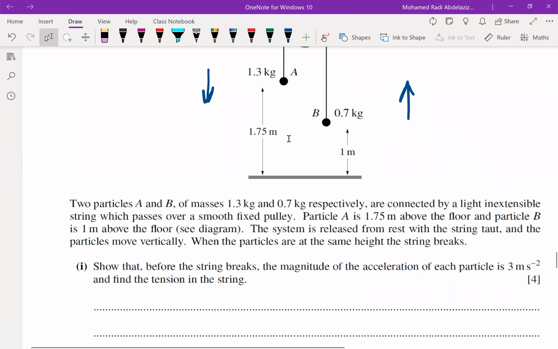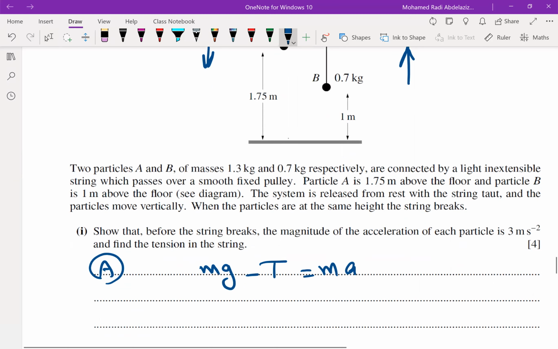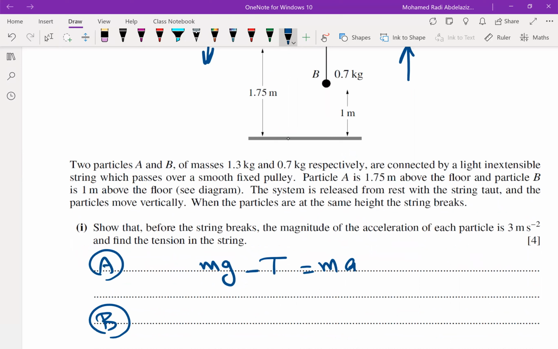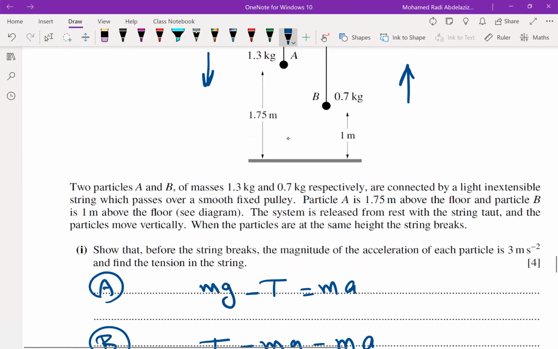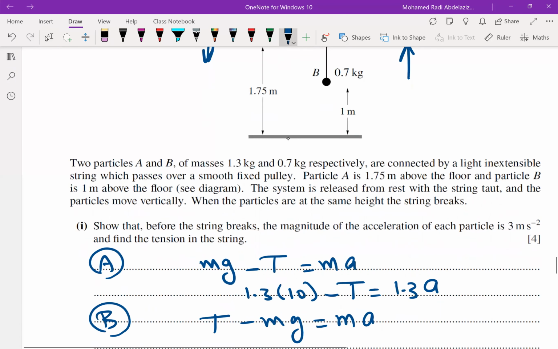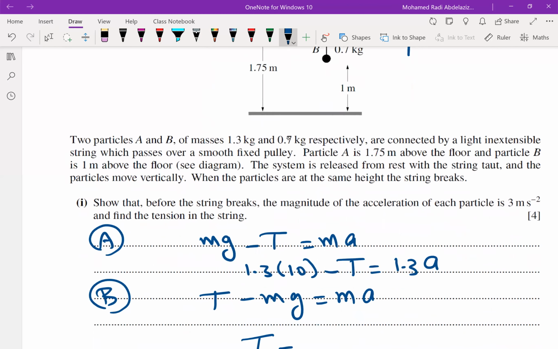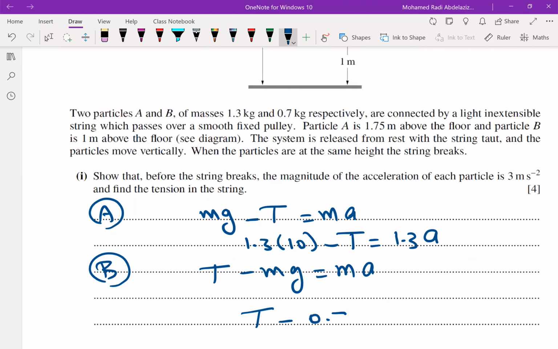For the equation of particle A, moving down: weight mg minus tension is equal to ma. For the equation of particle B, moving up: tension minus weight mg is equal to ma. For the first one, 1.3 times 10 minus tension is equal to 1.3 times acceleration. For the second equation, tension minus weight, which is 0.7 multiplied by 10, is equal to 0.7a.